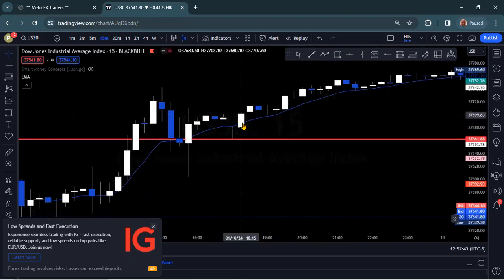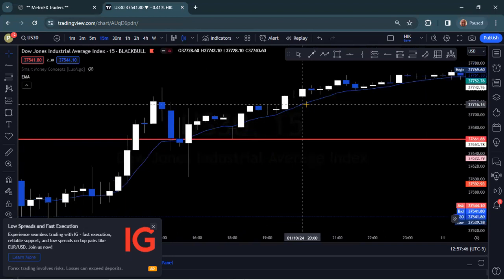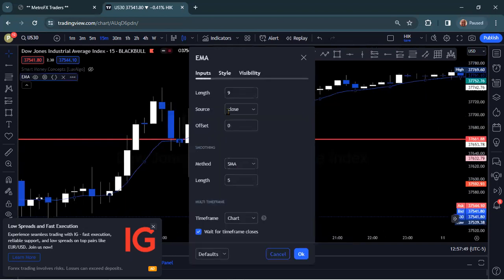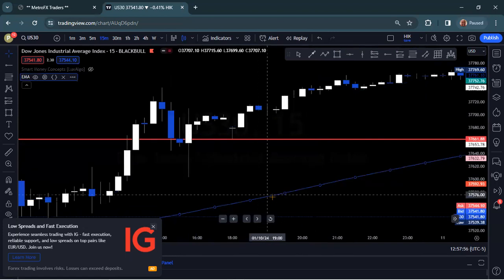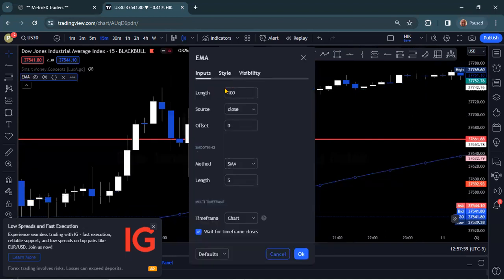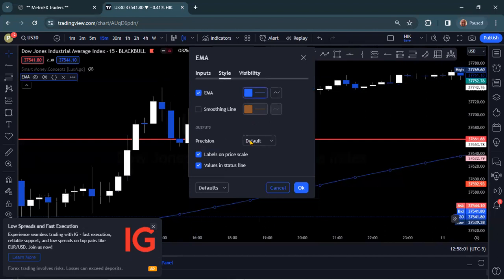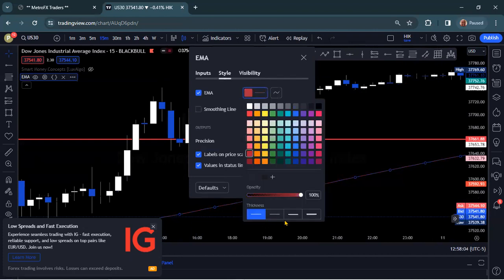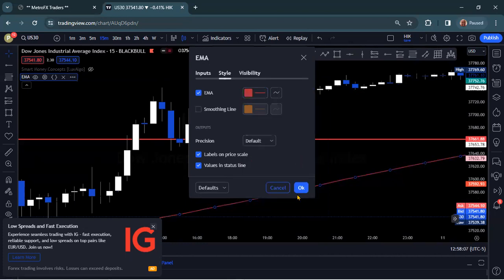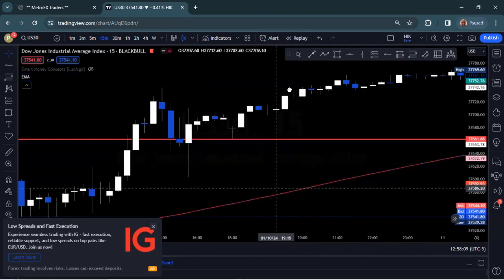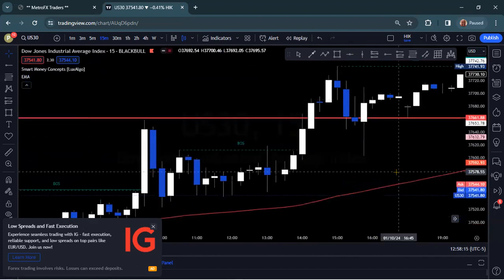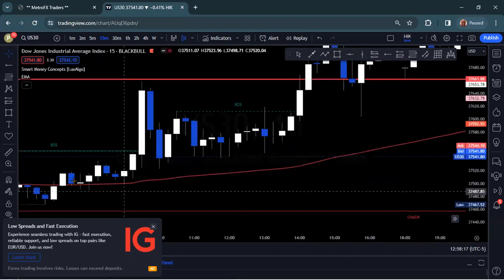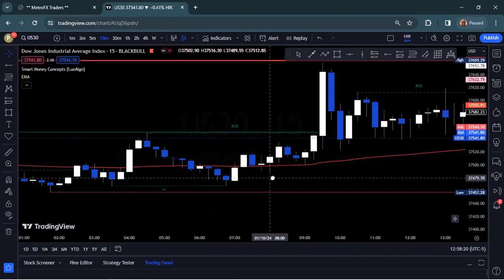Bullish engulfing above the moving average. I'm going to put it at 100. Always put it at 100. And if you want to change the color, you can do so. Okay. And then you just wait. Just wait. And you put this smart money concepts back on. Bam. Okay.